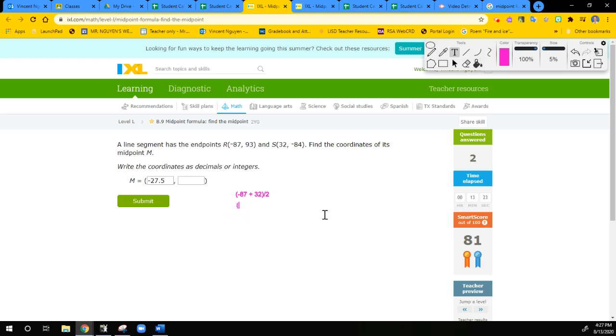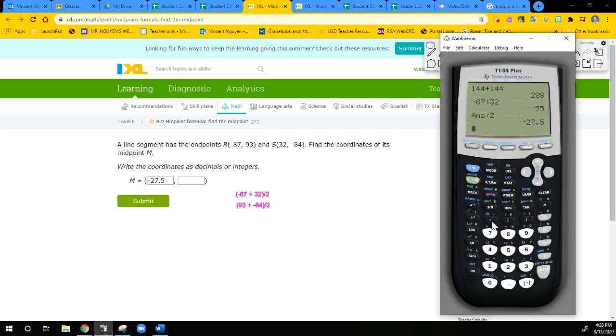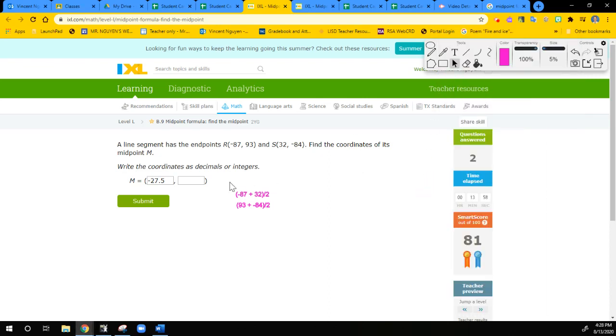Okay. The next one I'm doing is the y coordinate, right? So I'm gonna do parentheses. The y coordinate is 93 plus negative 84, and then close the parentheses, and then divide it by 2. So I'm going to go to my calculator. I'm going to do 93 plus negative 84. Or you could just do minus if you want, right? Enter. So that's the answer, 9. And then I have to divide it by 2 as well, to get the midpoint, right? So I have 4.5. So I'm going to go over here and type in my answer, 4.5.